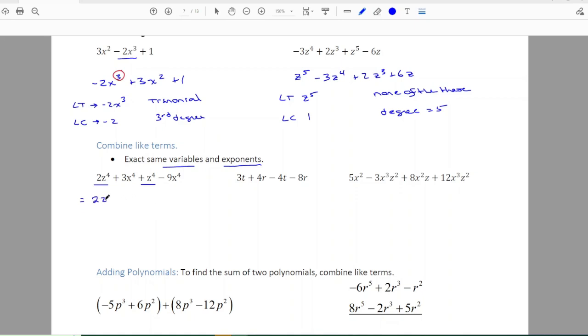So I have 2z to the 4s and I have another 1z to the 4. Then I have a 3x to the 4 and a minus 9x to the 4. And when you have like terms, it's like gathering bunnies. This is like I have 2 bunnies and another 1 bunny. So altogether I have 3 bunnies, or 3z to the 4. So nothing changes with the z to the 4.